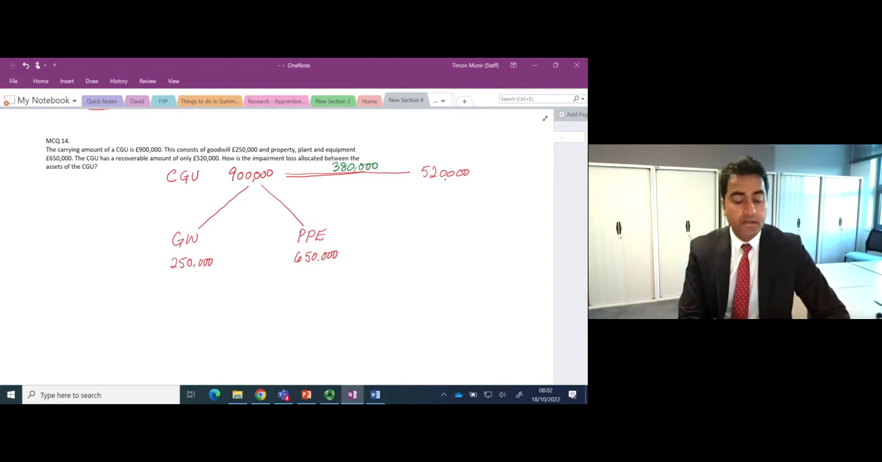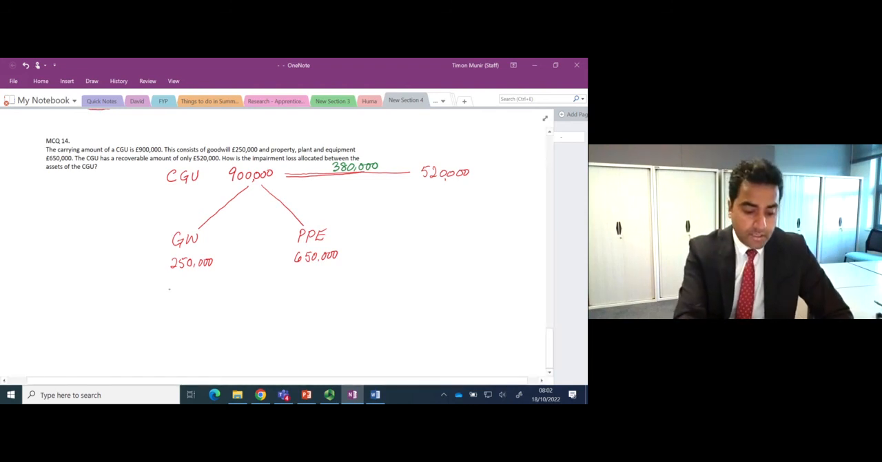So IAS 36 dictates us and tells us that whenever there is an impairment and there is a goodwill in the cash generating unit, the value of the goodwill needs to be reduced to nil. So that means I'm going to reduce the value of this goodwill to nil, which means that out of 380 I am going to subtract 250,000 out of the goodwill.